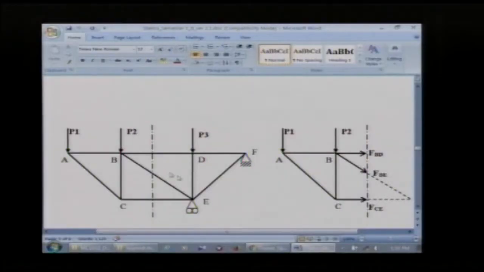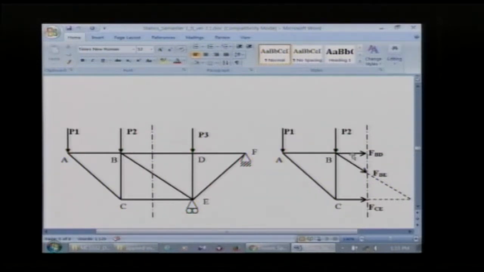Now, when you cut it, once again, you can consider the equilibrium either of the left-hand side or the right-hand side, right? Left-hand part or the right-hand part, right? Now, here also, we can completely ignore whatever forces are here. So, we can find the forces in these members by this method without knowing, for example, the support reactions even, by just considering the left-hand part of this structure.